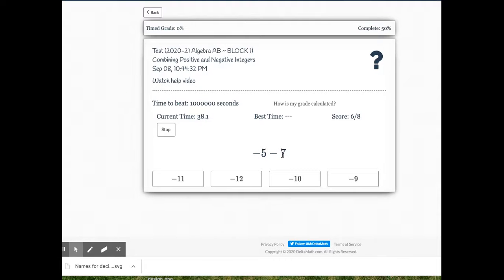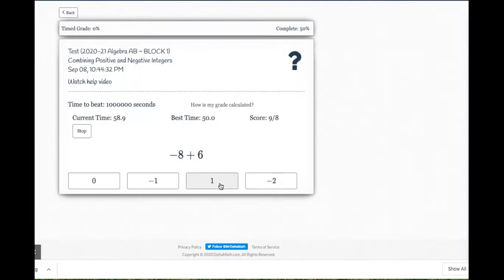Again, when they're both negatives and you're adding, it's 7 plus 5 is 12, but the answer is negative. When they're different signs, it's subtraction. The bigger one is positive, so our answer will be positive. In this case, they're both different signs, but the larger one is negative. So I'm subtracting 5 minus 1, but it will be a negative 4, not a positive 4.